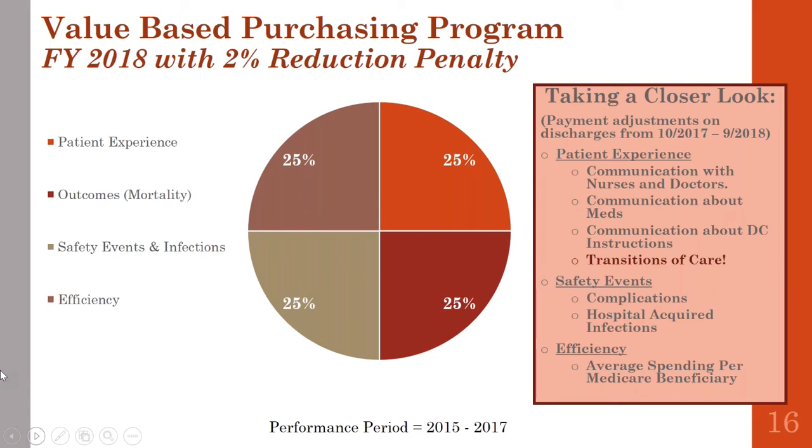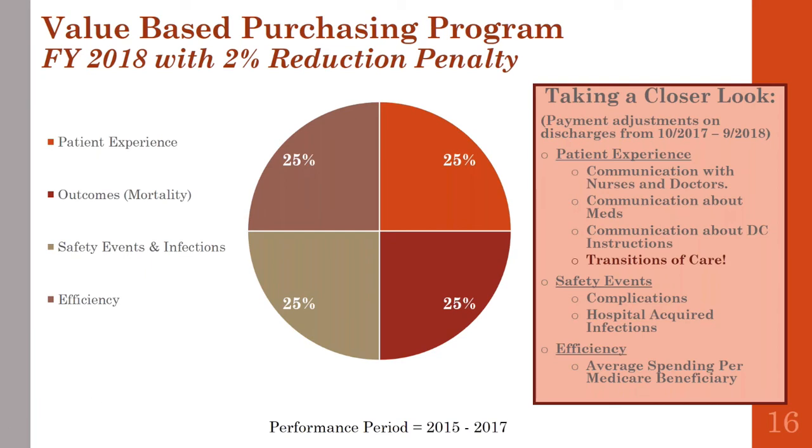But you'll notice we have a new metric introduced into the patient experience pie, and that is transitions of care. So now the way that our patients report how well they were transitioned, how well they feel we handed them off, is being quantified in the value-based purchasing program. And again, performance was 2015 to 2017. So they began measuring this 2 years ago, and it will be applied on discharges from now through September 2018.